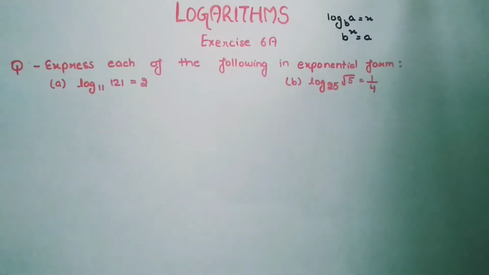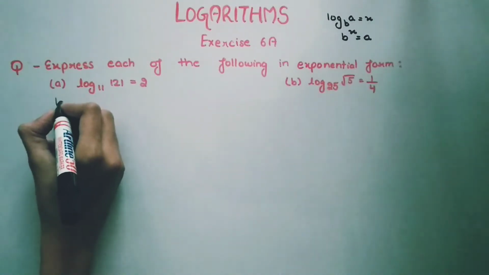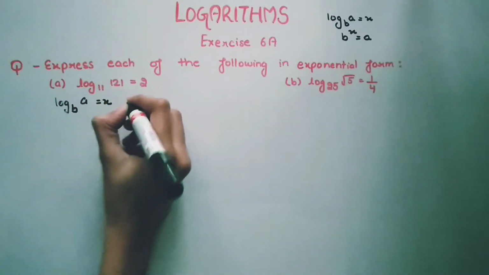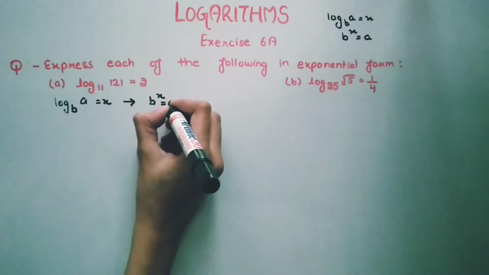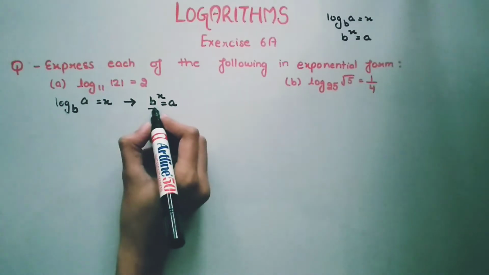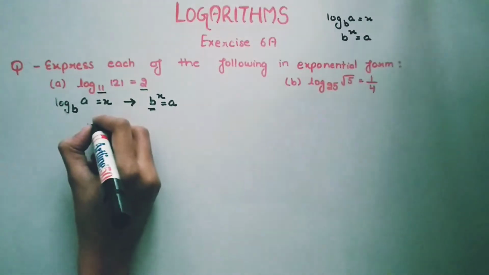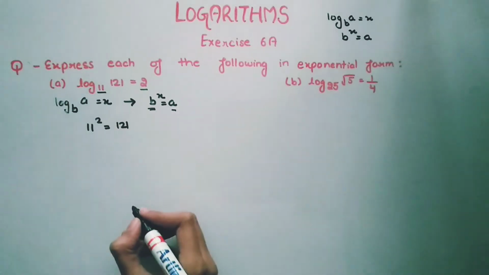We have the second question. Express each of the following in the exponential form. Now we are given the logarithm form. That means log of a to base b is x. We will change it into the exponential form, that is b raised to power x is a. Here if we see this equation, b we have as 11 raised to power x, that is 2, which is equal to a, which is 121.